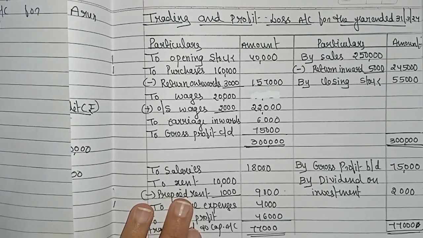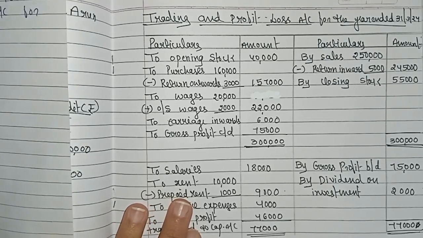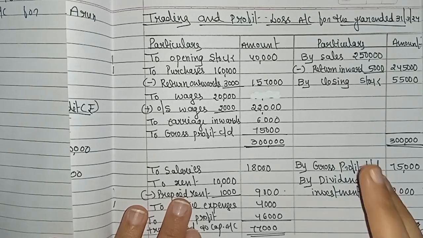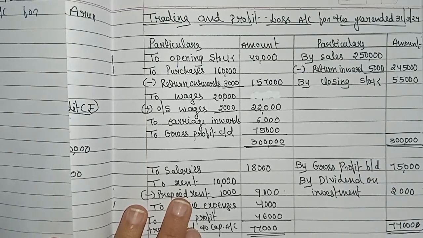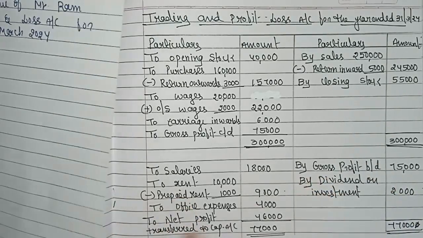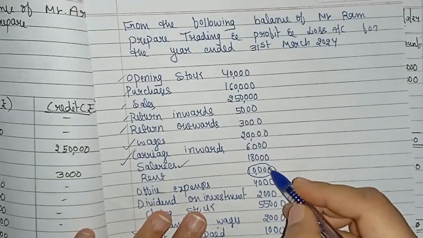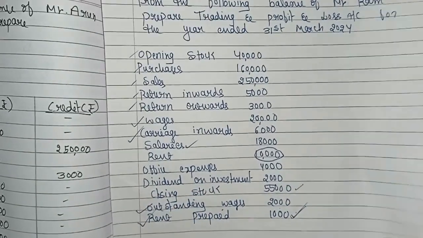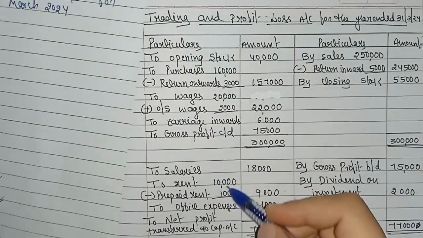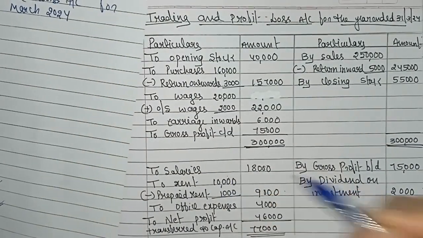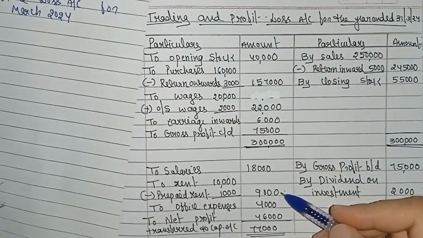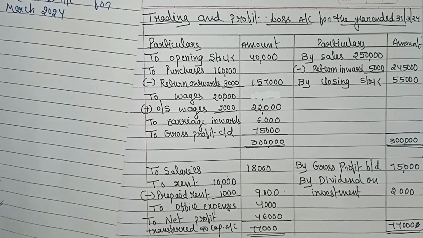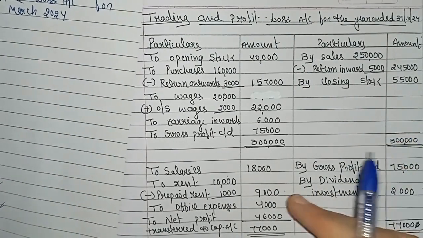Because of the matching concept. You have already learned this one, right? Only the rent relating to current year should be charged as an expense. Means here our rent is 10,000. It is inclusive of rent prepaid, that is 1,000. Clear? Now so that you need to deduct rupees 1,000 from 10,000. That will result into rupees 9,000. Clear? I hope this is clear to you all.